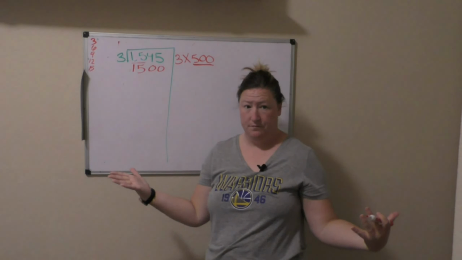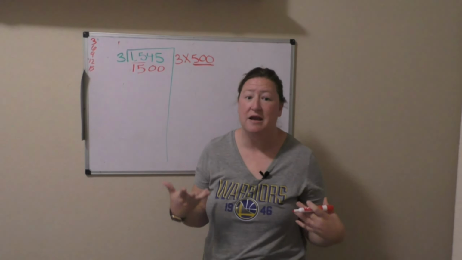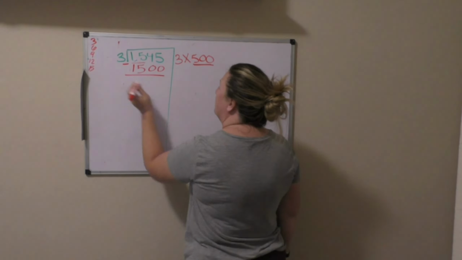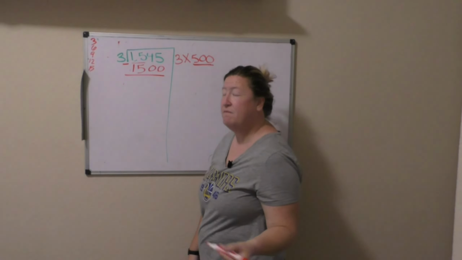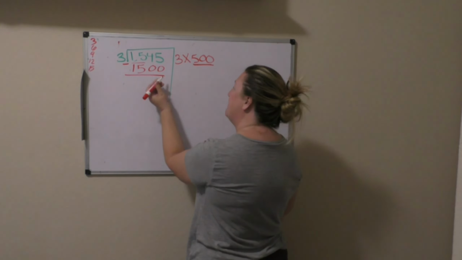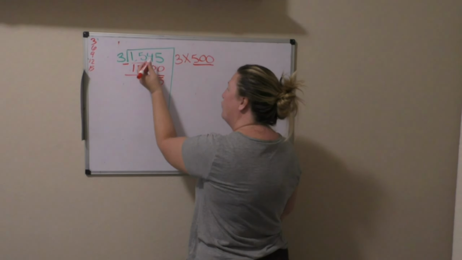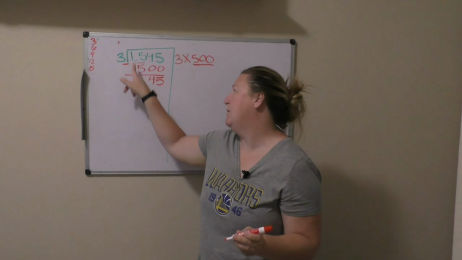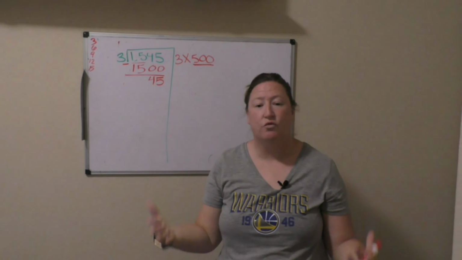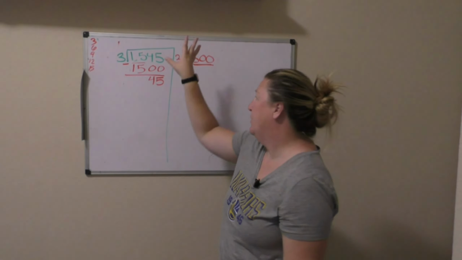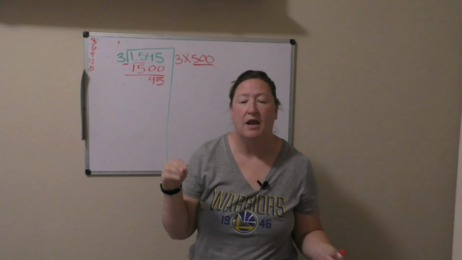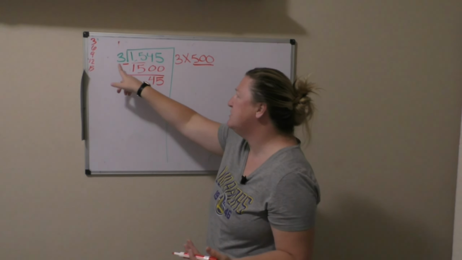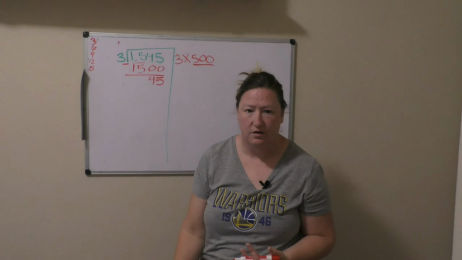So I divided, I multiplied, and now I'm going to subtract 1,545 minus 1,500. 5 minus 0 is 5. 4 minus 0 is 4. 5 minus 5 is 0. 1 minus 1 is 0. So my answer is 45. Okay? Brought everything down. And now it's starting to think again, how does 3 go into 45?